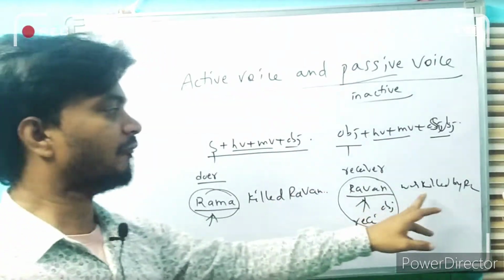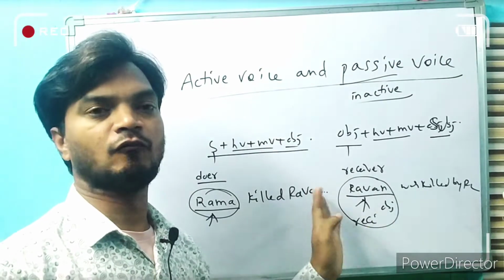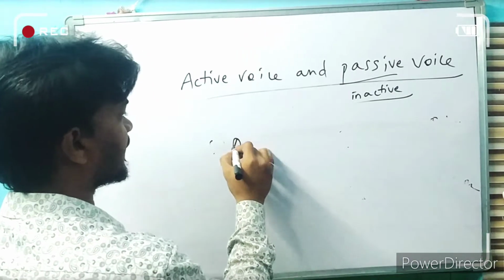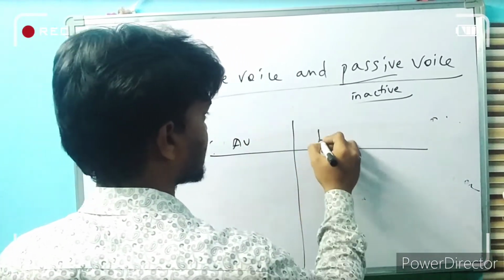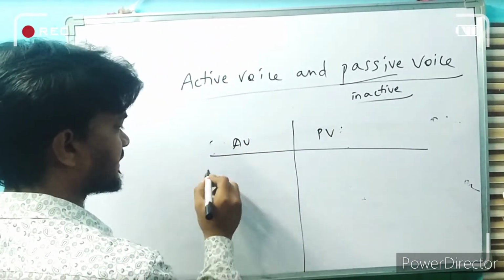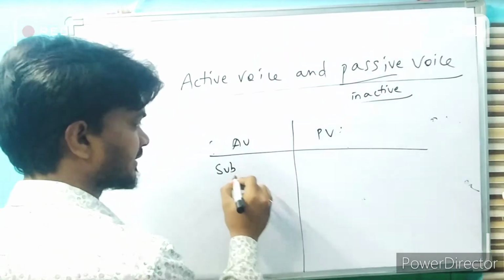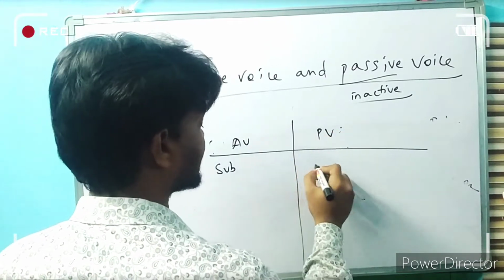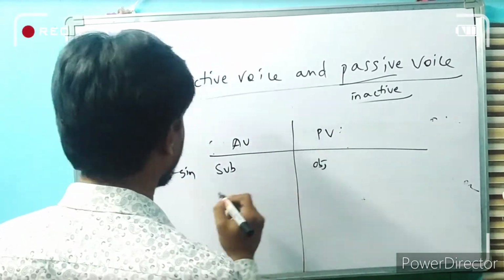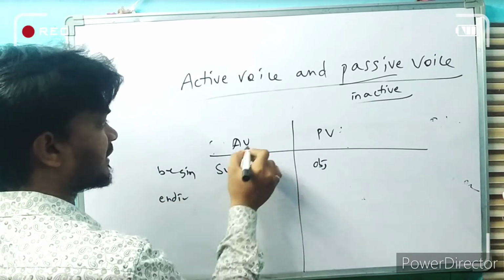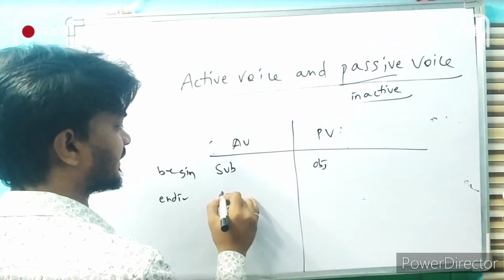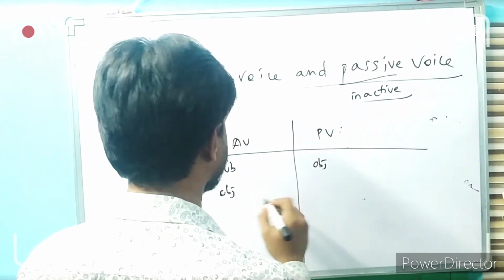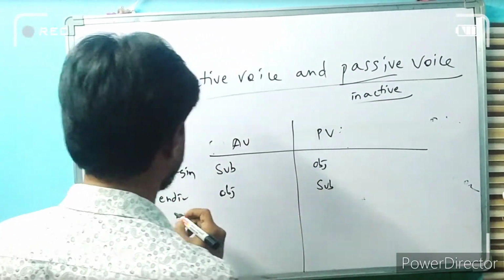See, here the verb plays an important role. Okay, fine. What are the major differences between active voice and passive voice? If we take active voice, we begin the sentence with the subject. And if it is passive voice, we begin the sentence with the object. If it is active voice, we end the sentence with the object. Whereas if it is passive voice, we end the sentence with the subject.